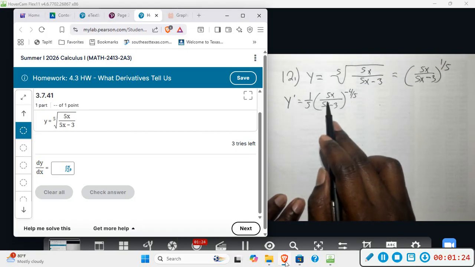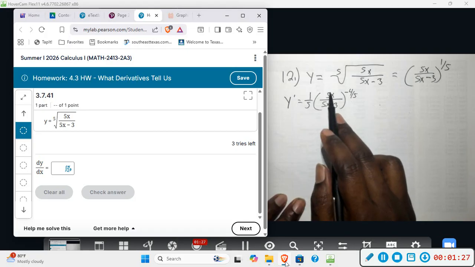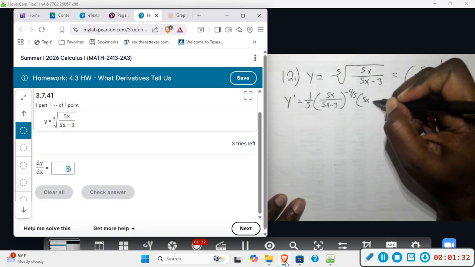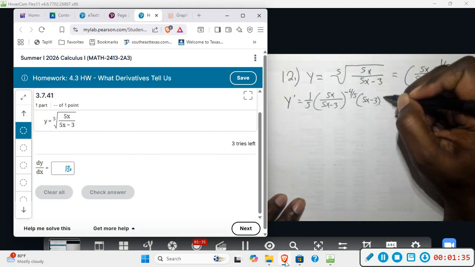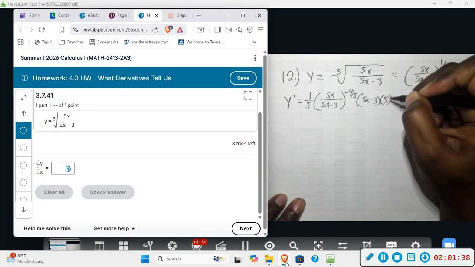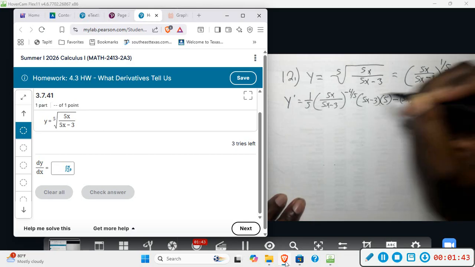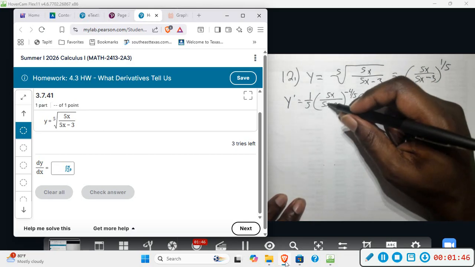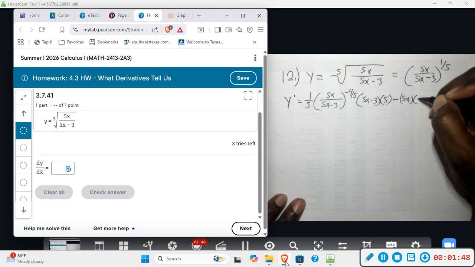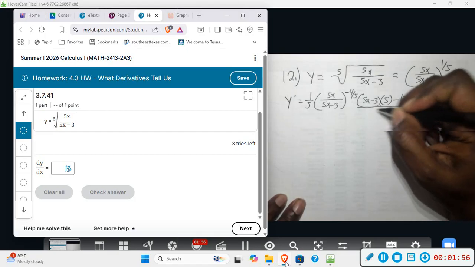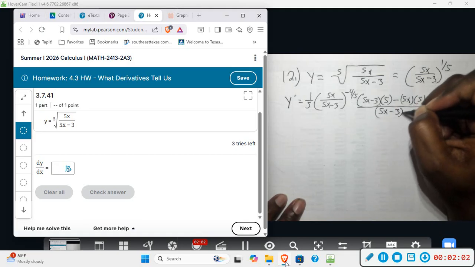And then the derivative of the inside is going to be the quotient rule. So low is going to be the bottom times the derivative of the top, which will give us 5. Low d high minus high times the derivative of the bottom, which will be 5 and 0. So just times 5, all over low squared, which would be 5x minus 3 quantity squared.